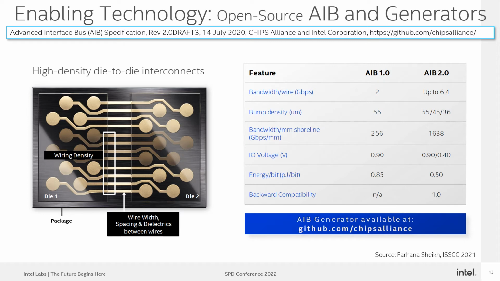We have the AIB 1.1.0 standard and the AIB 2.0 standard. We are going to 6.4 gigabits per second for AIB 2.0 with backward compatibility. Bump density is becoming very dense, meaning 36 micron pitch. Bandwidth per millimeter is going to be 1638 per millimeter. IO voltage is going down, which helps in power as well as energy per bit. And we are targeting an energy per bit of 0.5 picojoules per bit in AIB 2.0. These are products that are announced and products are already happening. So these are real products and not just research solutions.